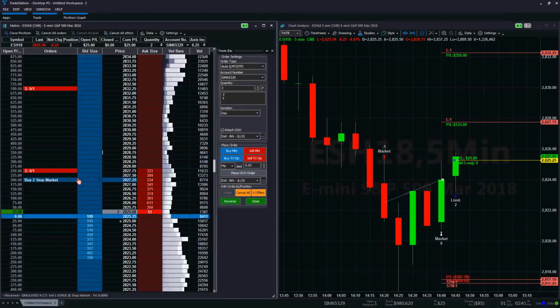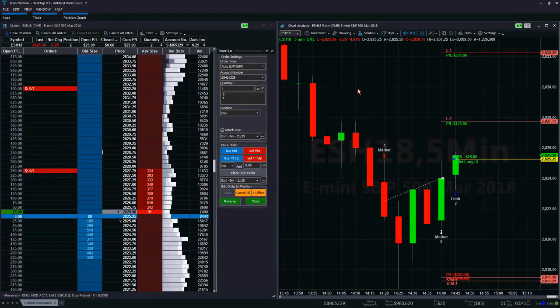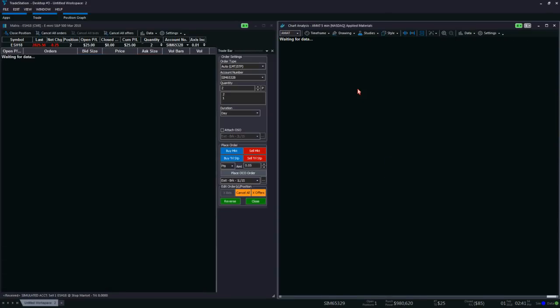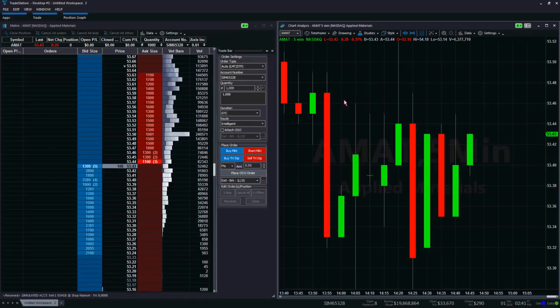Let's talk about chart trading. So let's go ahead and change the symbol here. I'm going to go over here to, let's say, Applied Materials. So I'm just going to change the symbol. In order for you to trade from a chart, you have to turn on something called chart trading.